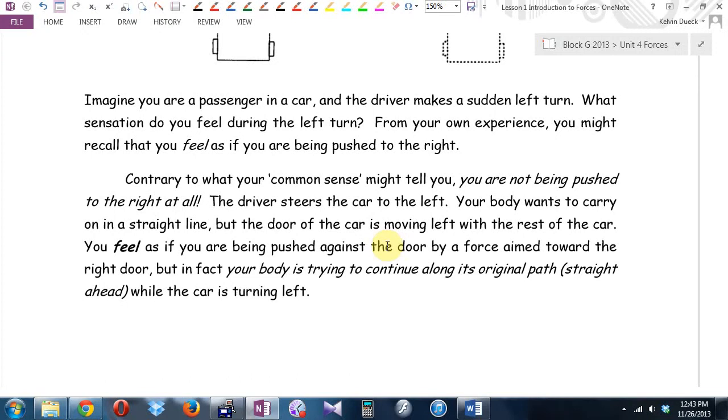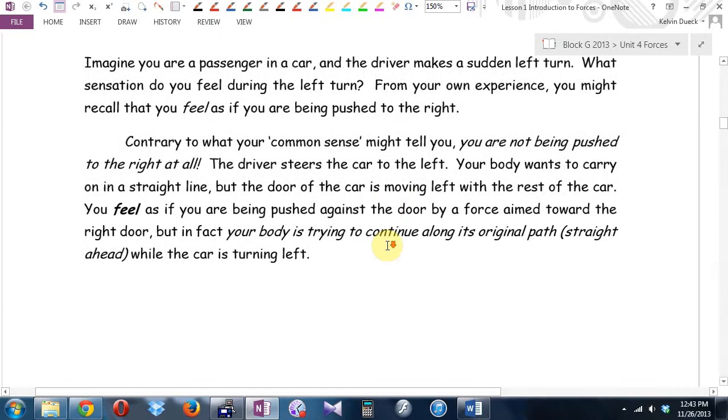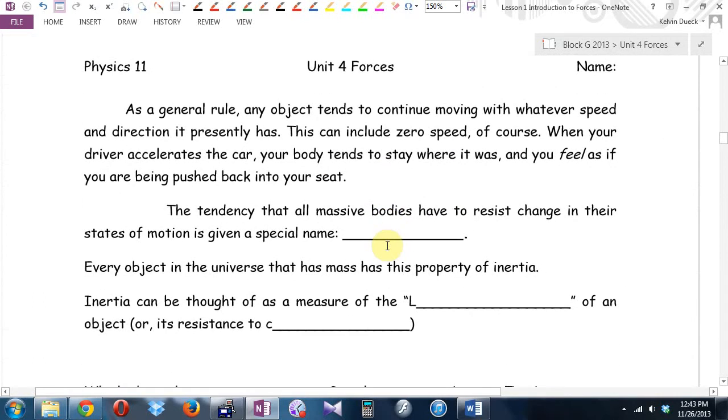Why? Car comes to a stop, but what does your body want to do? Keep going in a straight line at a steady speed. As a general rule, any object tends to continue moving with whatever speed and direction it presently has. In fact, if it's not moving in the same speed and direction, I guarantee there's an unbalanced outside force acting on it. That's Newton's first law.